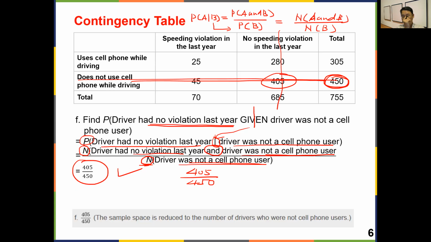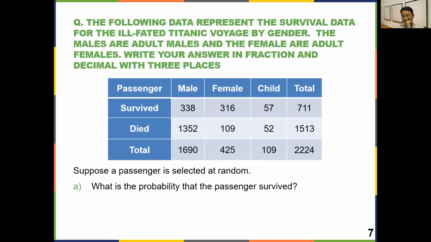Okay. Let's try another example. This is a similar example. This is those Titanic survivor describing table. I'm not 100% sure, this might be the historical data. So total passengers of 2,225.